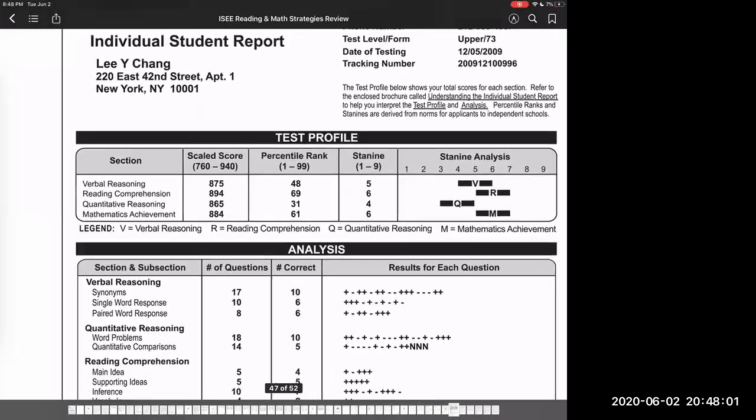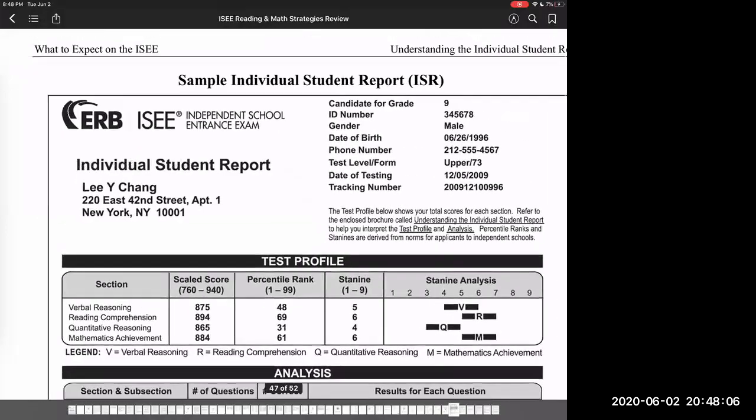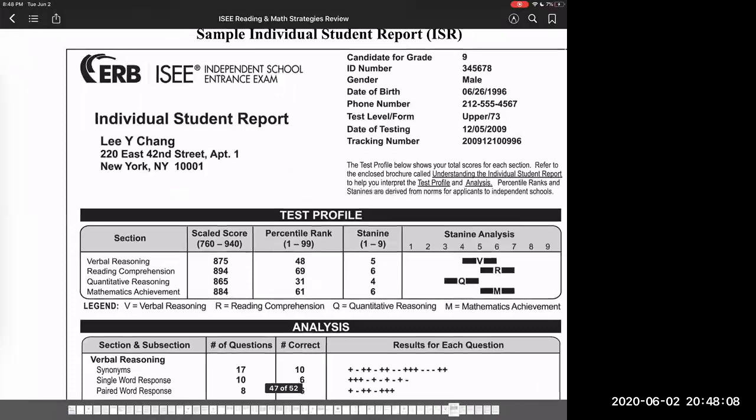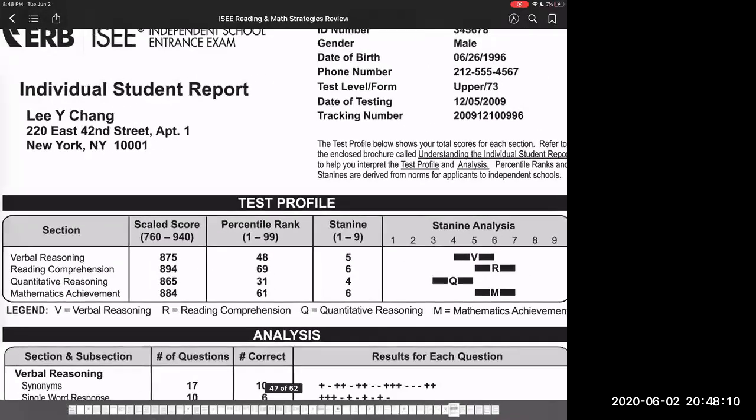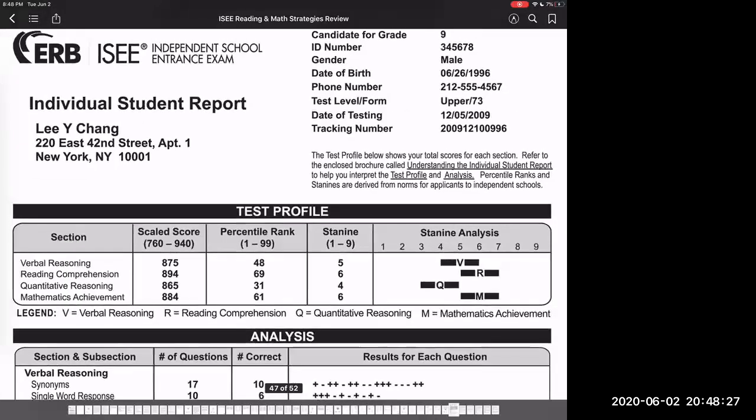And take a look at the top. Can we zoom in on the top where it says test profile? Look at the sections: verbal reasoning, reading comp, quantitative and math. Each section has a score. Then you'll have a scaled score, for instance, and they'll tell you here, I think it's pronounced stanine score. It's a 1 to 9. Obviously 9 is the golden goose, right? So that's what we're aiming for. Just keep that in mind.